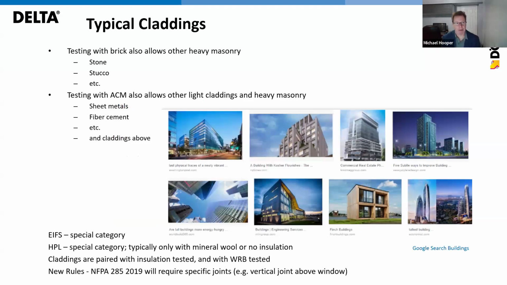So, as mentioned earlier, brick as well as stone, non-combustible materials. You can certainly test with stone and stucco and everything else like that. You can test with the ACM panels. You can test with fiber cement. All these can be tested. EIFS is its own special category. And high pressure laminates, again, another special category. Typically, they're tested with only mineral wool or no insulation. You start using just a plastic insulation in there, and you just won't get a passing result. So the claddings are always going to be paired with an insulation if that's what the overall assembly calls for. And it will have the weather resistive barrier tested as well.